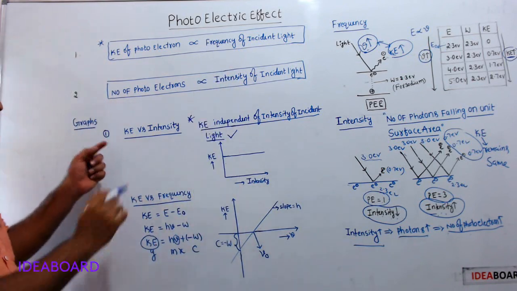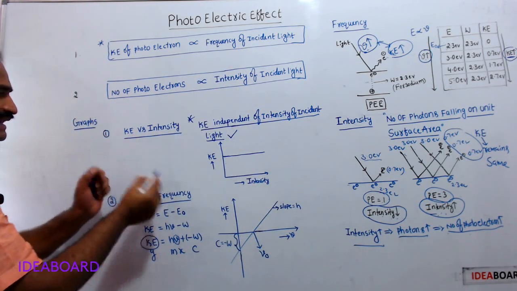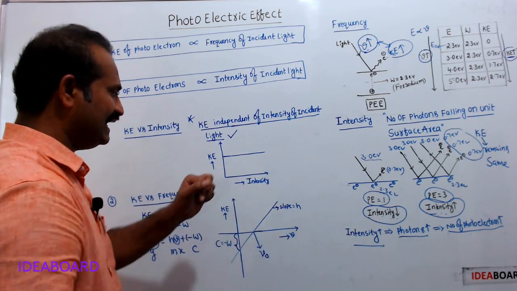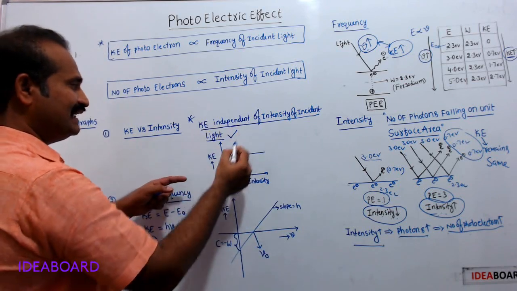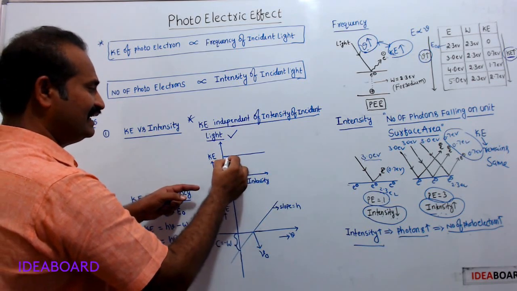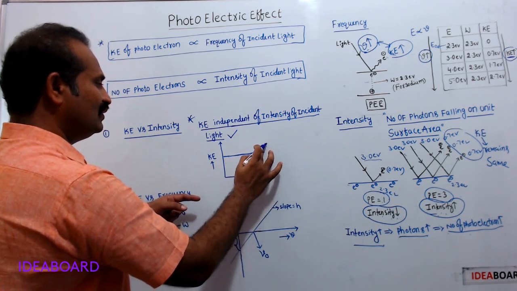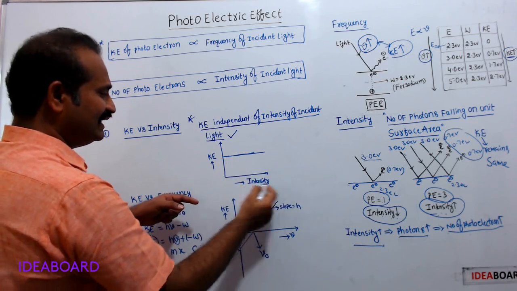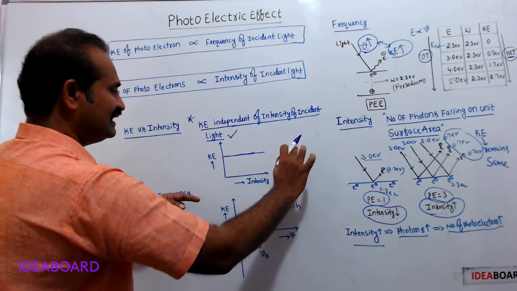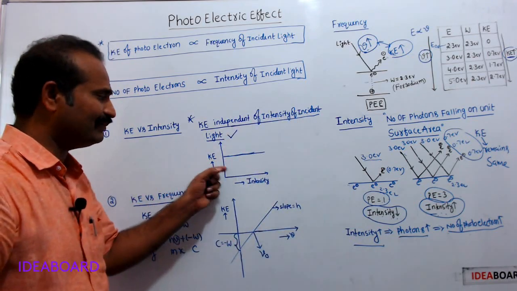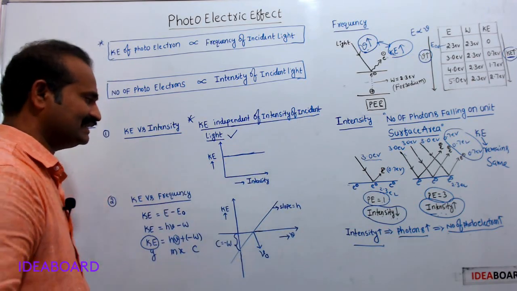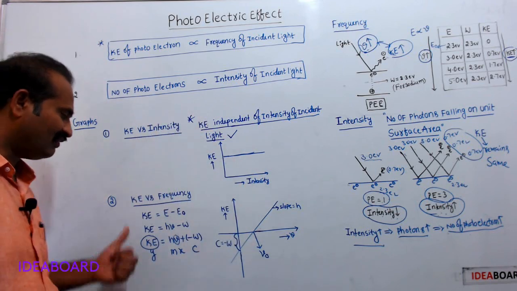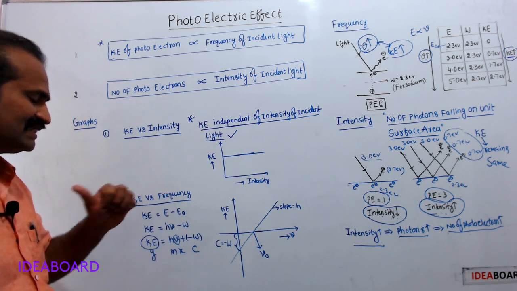Now come to graphs. Here is the kinetic energy versus intensity graph. Kinetic energy is taken along the y-axis, intensity along the x-axis. We know kinetic energy is independent of intensity. That's why the graph is parallel to the x-axis, the intensity axis. It means whether intensity is less or more, kinetic energy remains the same. Nothing will happen to kinetic energy with increasing intensity. So this is the graph between kinetic energy and intensity. Now come to kinetic energy versus frequency.